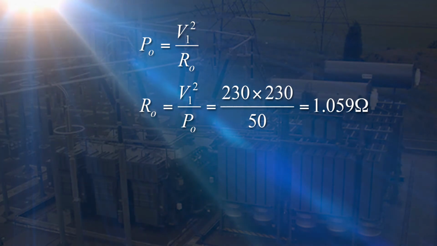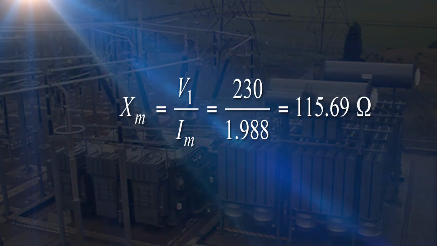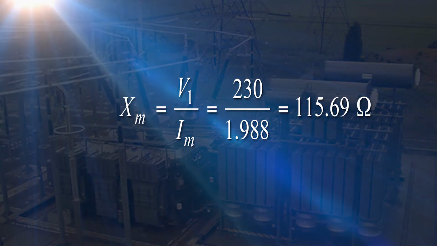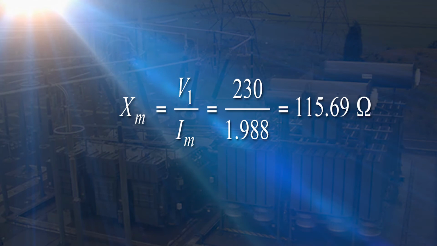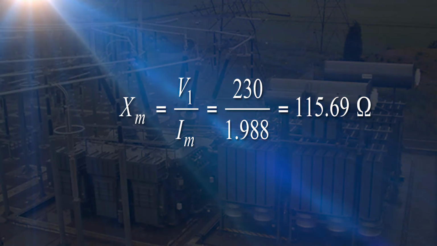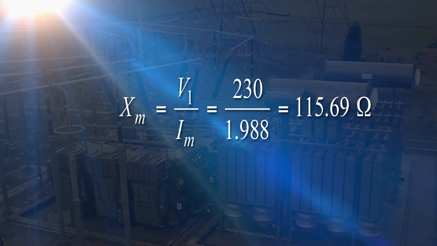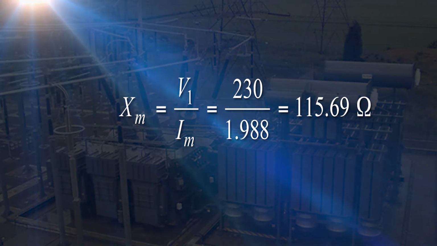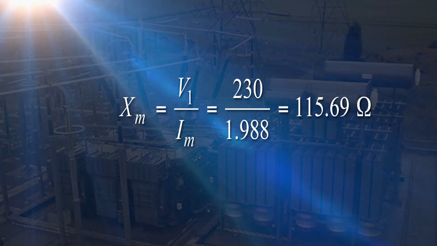Similarly, you can calculate the value of Xm. Xm can be written as V1 upon Im. The value of V1, the applied voltage, is given, that is 230, and the value of the magnetizing current you have already calculated, that is 1.988. Just put the value of V1 and Im, and after solving you will get the value of Xm, that is 115.69 ohm.